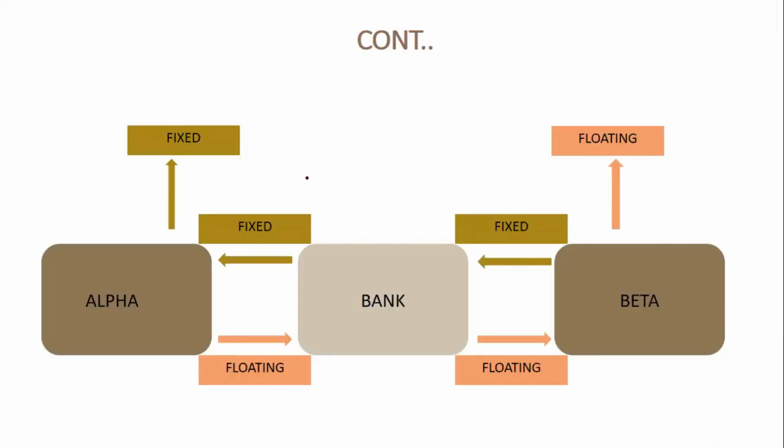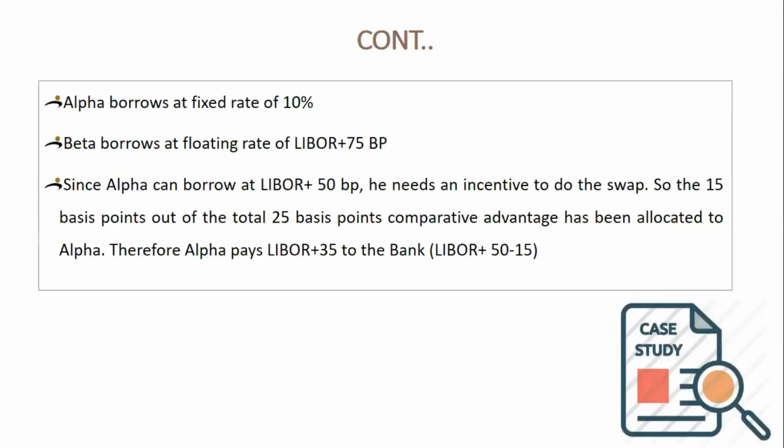So now have a look here. Alpha is borrowing at fixed. Beta is borrowing at floating. But what does Beta want? Beta wants to pay fixed and they want to pay lower than 10.5%. Whereas Alpha wants to pay floating, but they want to pay lower than LIBOR plus 50 basis points. Okay. So now let's have a look at how a bank can arrange this IRS.